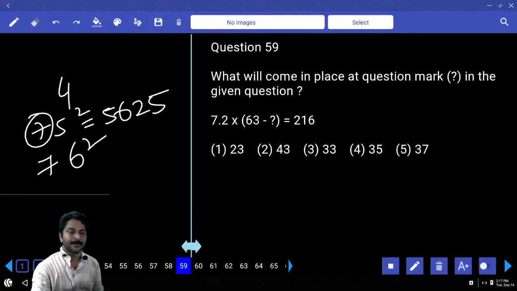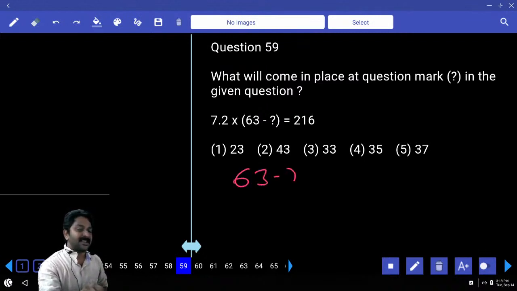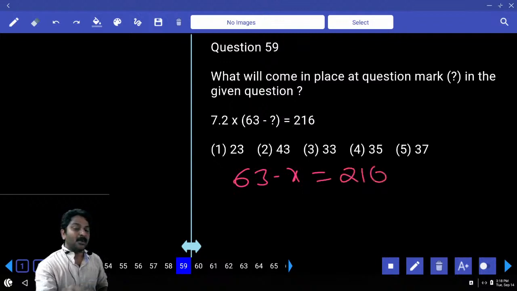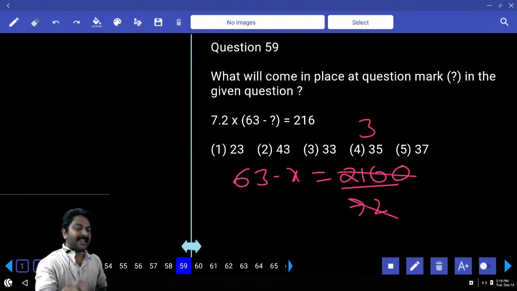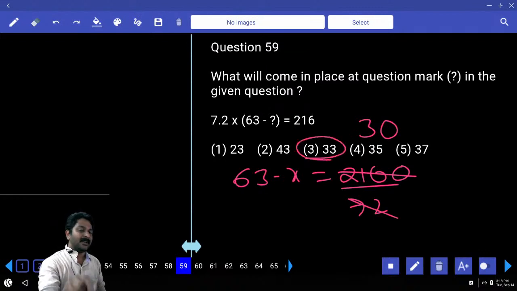Next. 7.2 goes to right hand side. Then it becomes 63 minus x is equal to 216 by 72 by 10. Denominator in denominator comes to numerator. 72, 3 times and then 0. 72 3 times. 63 minus 30 is our answer. Answer 33, third option.